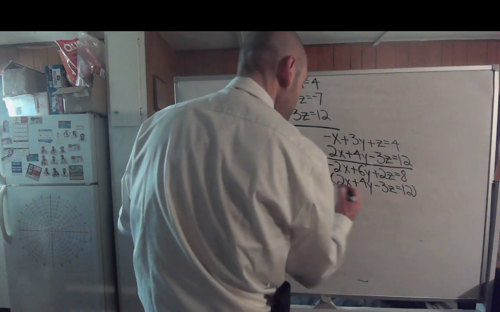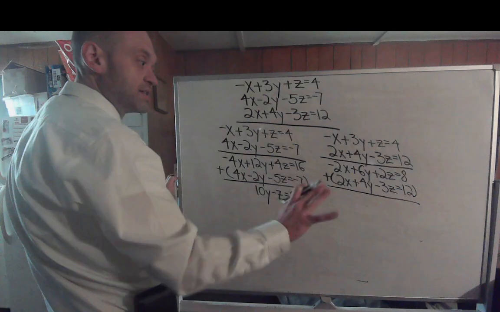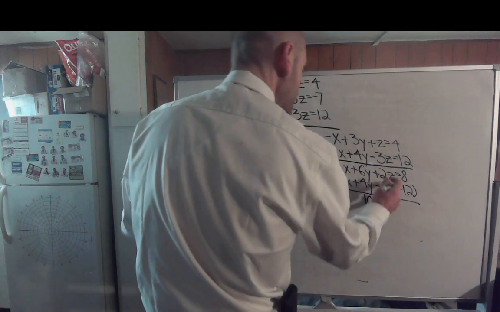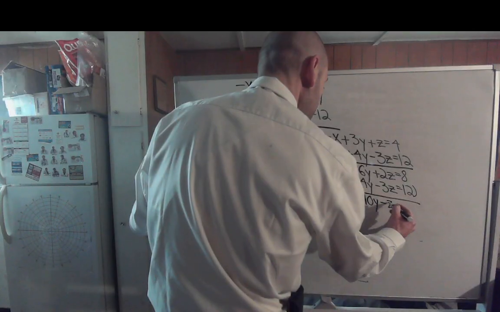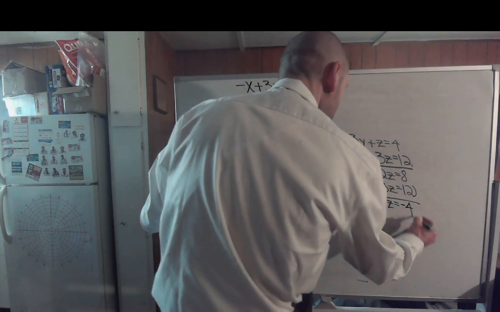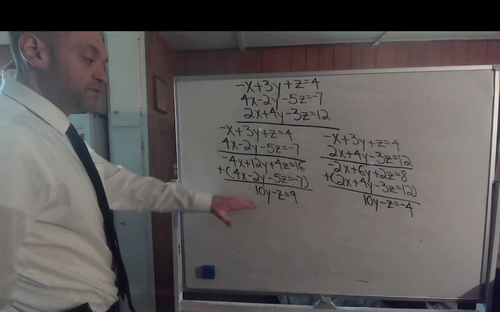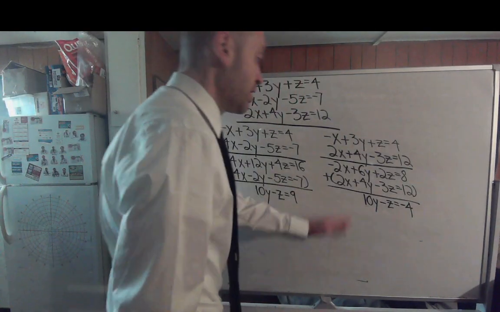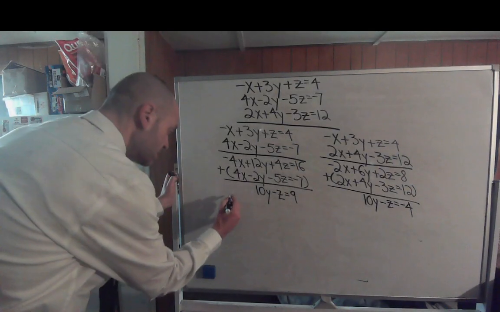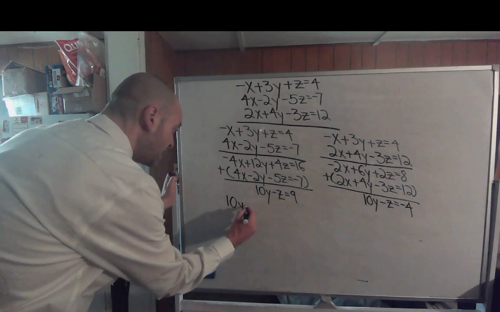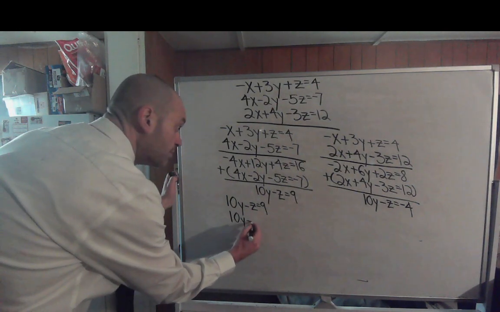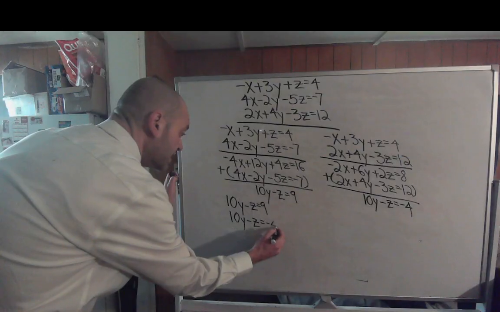We can once again eliminate x. So negative 2x plus 2x is 0. 6y plus 4y is 10y. 2z minus 3z, that's minus z. And then 8 minus 12, that's negative 4. We have just now found two equations where x has been eliminated. So now we can just take these two new equations and put them together. You have 10y minus z equals 9. You also have 10y minus z equals negative 4.